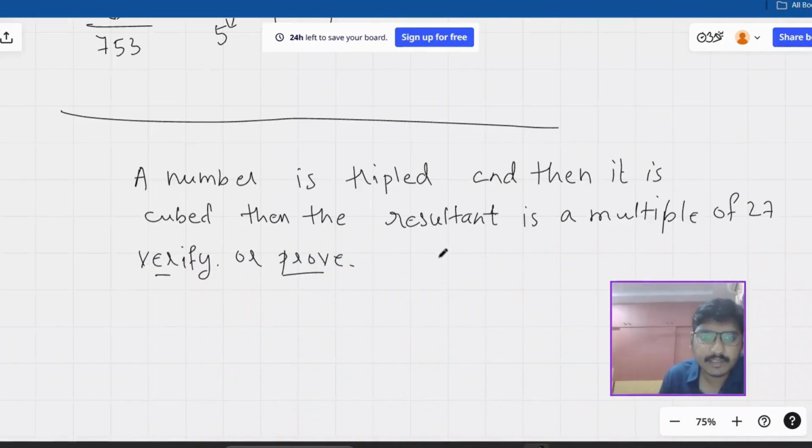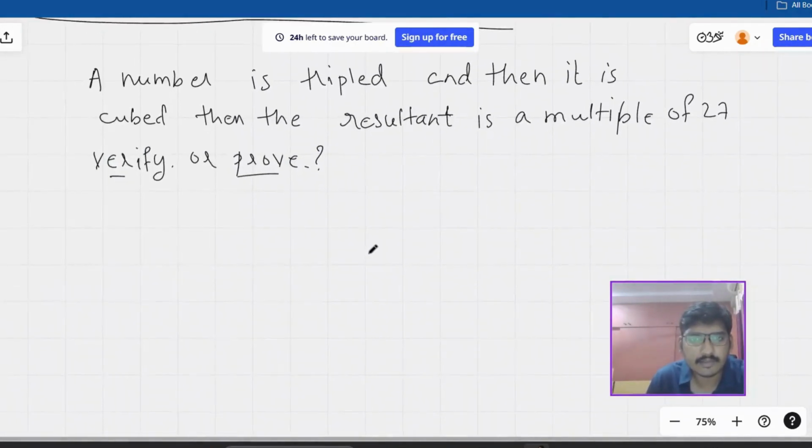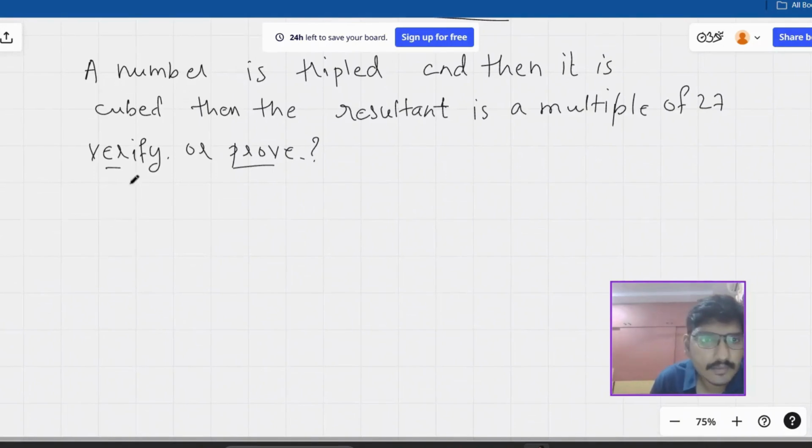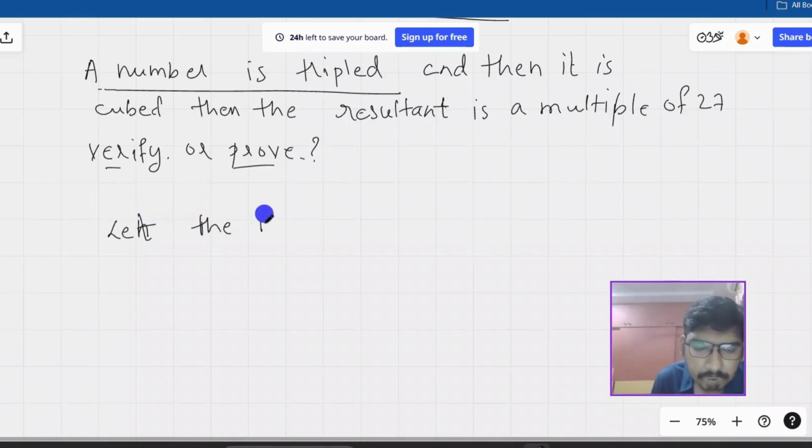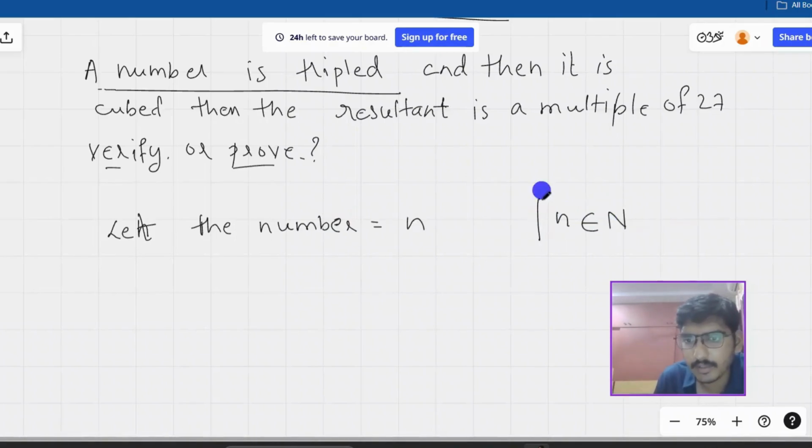Both are the same questions, whatever it is. If you have been asked questions like this, you need to take first the sentence itself. A number is tripled and then cubed, right? A number is tripled. Let the number equal n, right? Here number n belongs to natural numbers. I am writing it as n belongs to capital N.